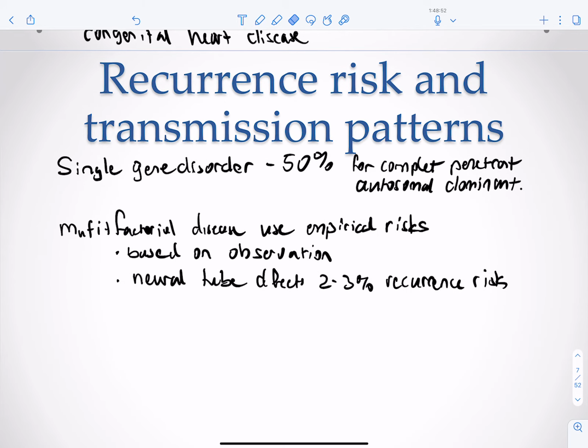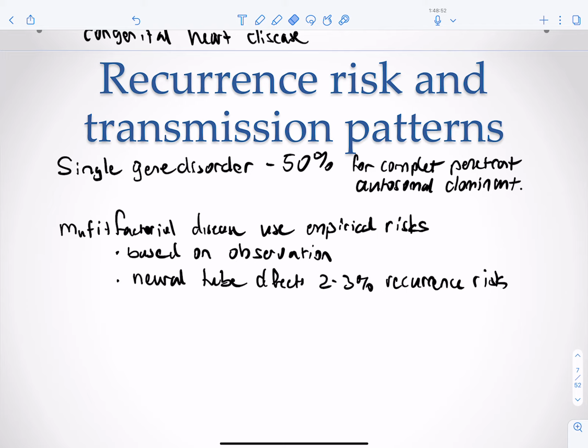All right, so as a comparison, for single gene disorders, autosomal dominant with complete penetrance would be 50%. For a multifactorial disease, we can't use that simple percentage that you use for single gene disorders. And so they have to use what's called empirical risks. And this is going to require a lot of data sets, a lot of families to be followed, and, as I said, a lot of data.